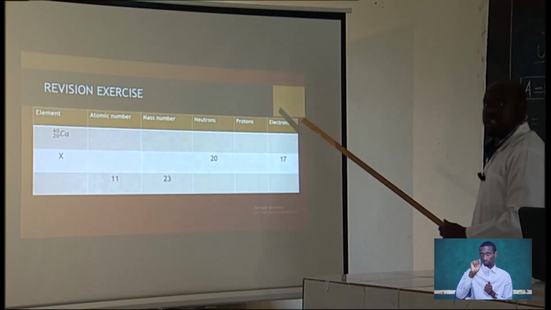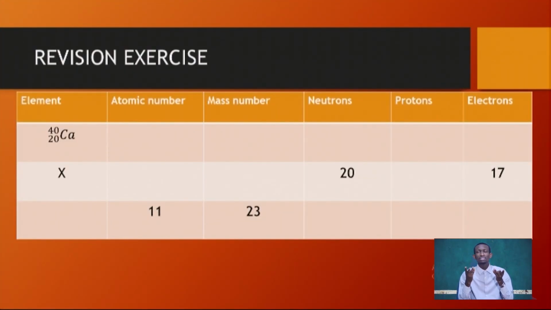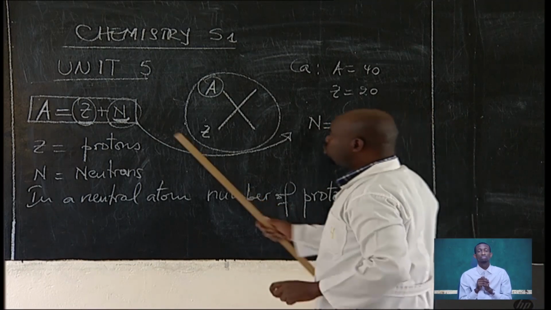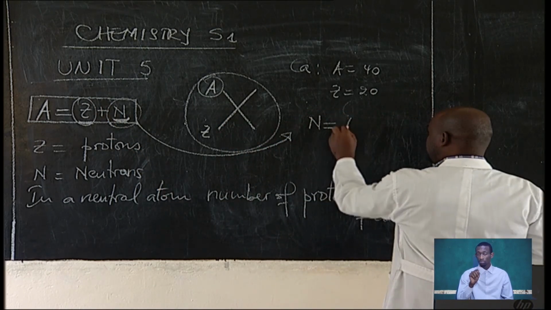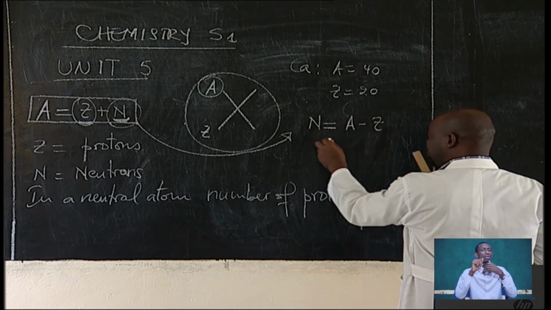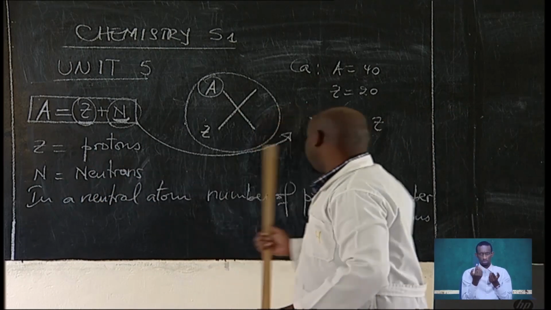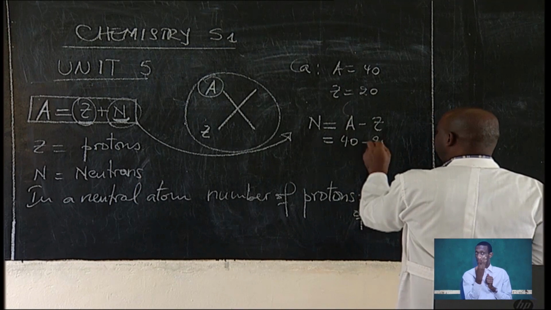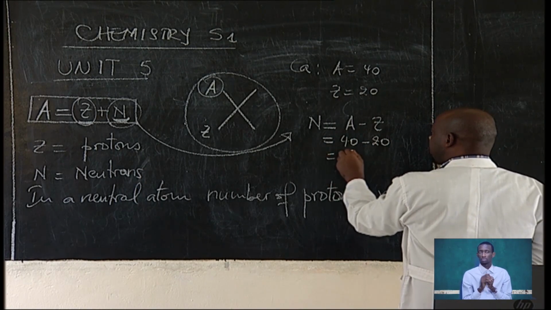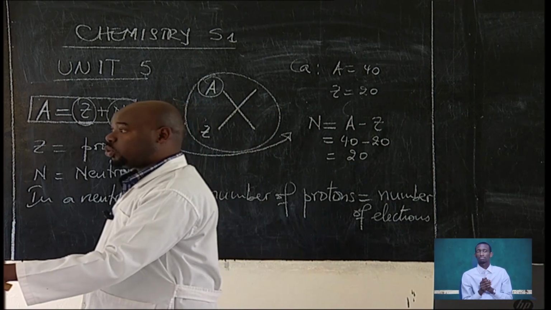Now we have to calculate the number of neutrons. From this formula, it can be seen that the number of neutrons is equal to the mass number minus the number of protons. So it is A minus Z. And considering the example we have here, it will be 40, the value of A, minus 20, the value of Z, and we get 20. So the number of neutrons is also 20.